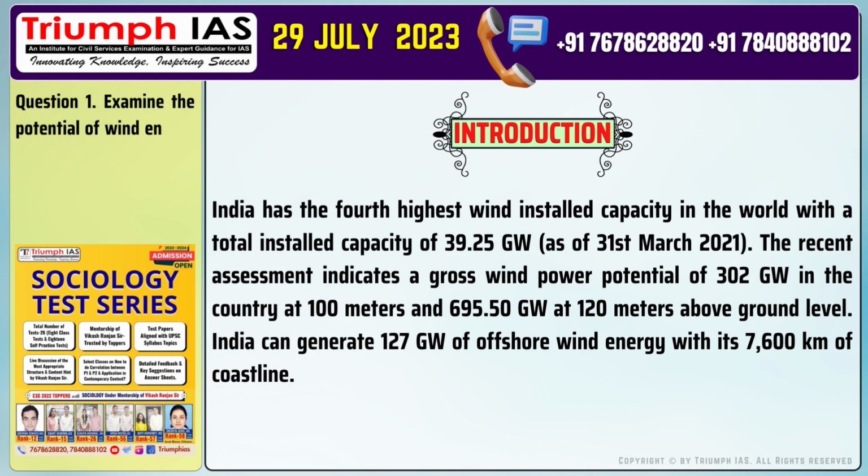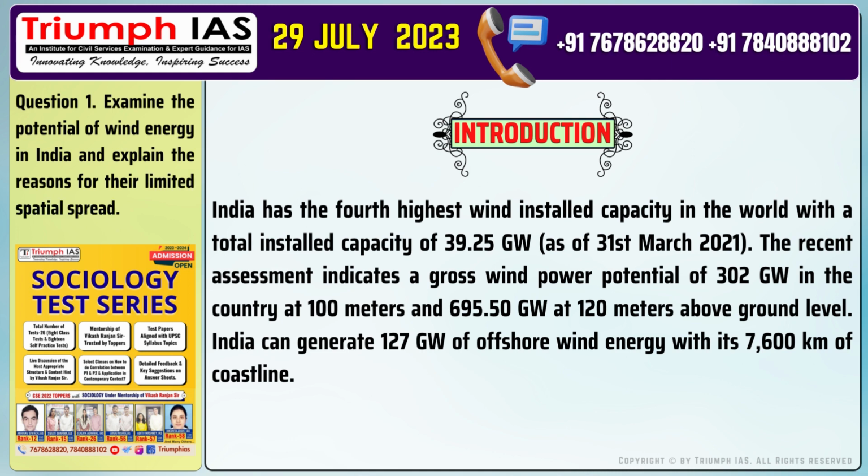India has the fourth highest wind installed capacity in the world with a total installed capacity of 39.25 gigawatts as of 31st March 2021. The recent assessment indicates a gross wind power potential of 302 gigawatts in the country at 100 meters and 695.50 gigawatts at 120 meters above ground level. India can generate 127 gigawatts of offshore wind energy with its 7,600 kilometers of coastline.